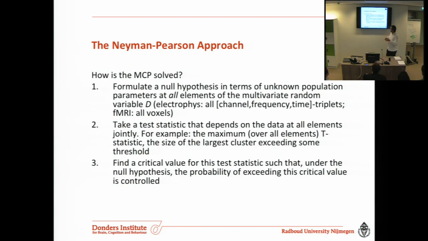So there are different ways to combine the information at the level of individual voxels, at the level of individual time, frequency, space, or electrode points, the different ways of combining information across the different physical dimensions that make up your data structure. And it's important to think about how you do this. There are many options, and they will strongly influence your sensitivity. And I will return to that in a minute.